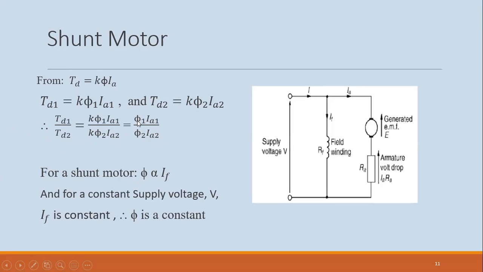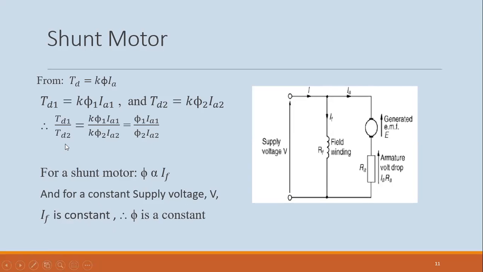All right, but I wanted to point out that since the flux is proportional to the field current, it is usually a constant. Once the supply voltage doesn't change, the field winding resistance really is a constant also. So IF would be a constant, and if IF is a constant, then the flux is a constant. So for the shunt motor, normally the flux is a constant.